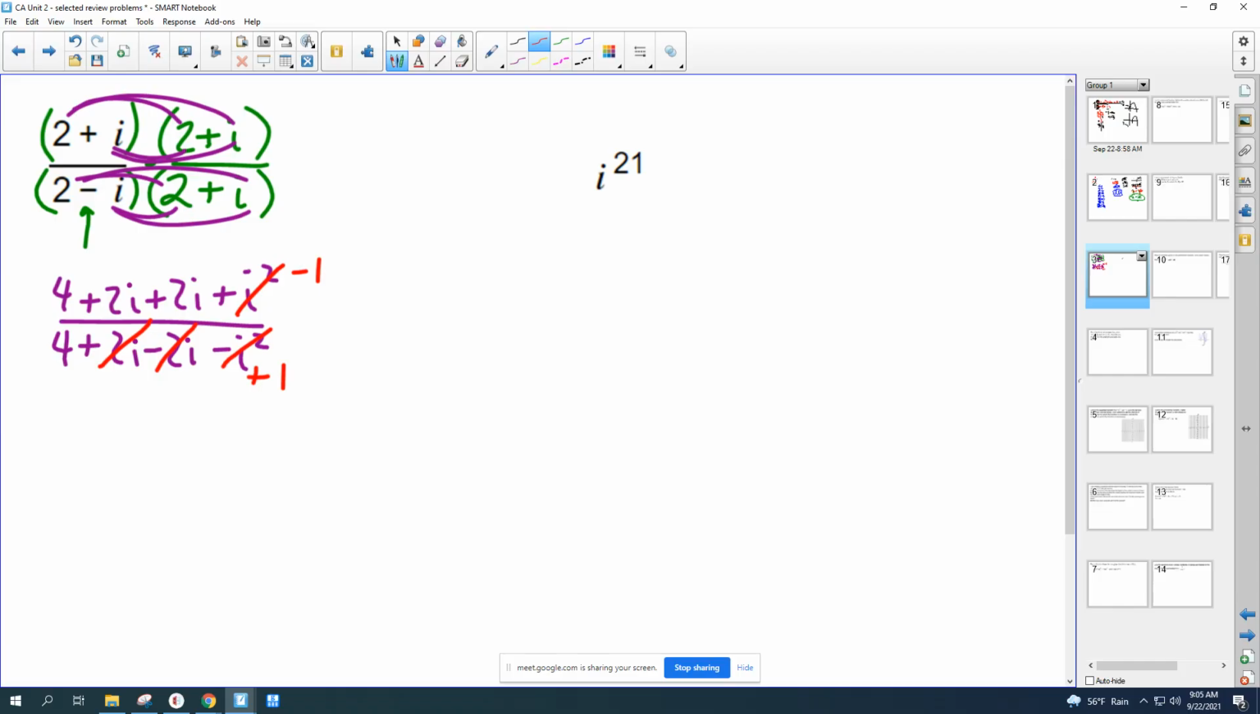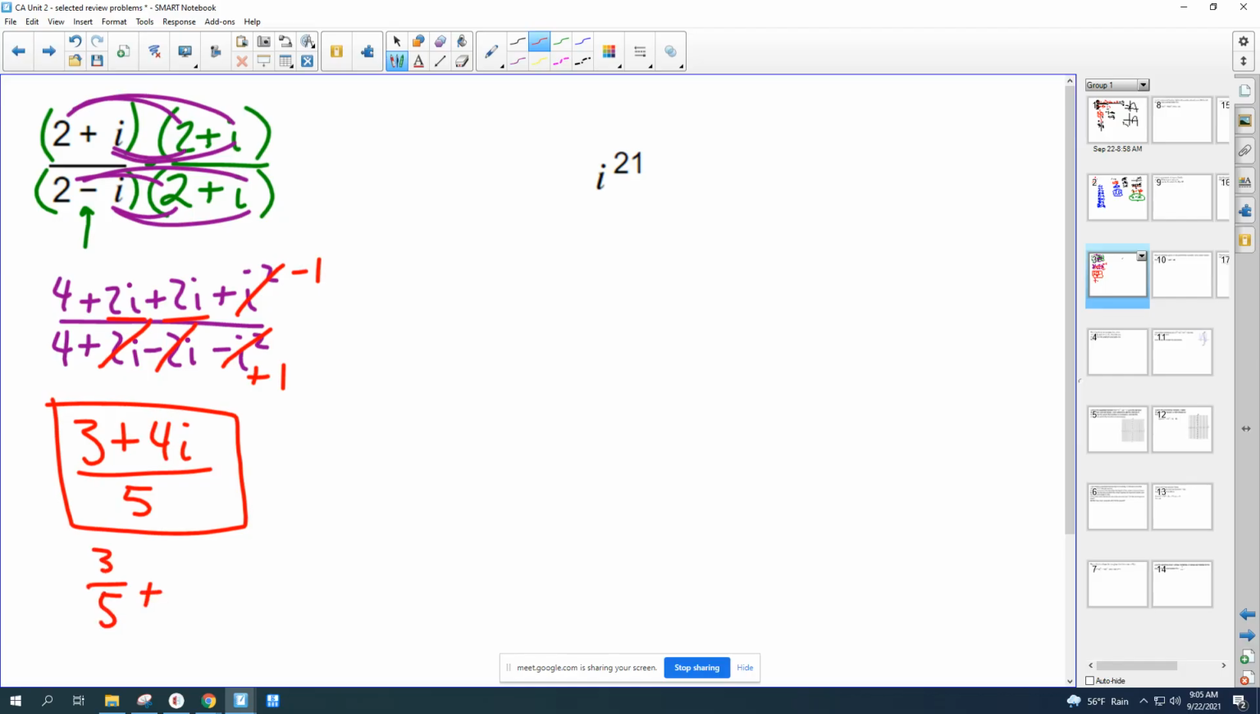I can clean up my like terms. On the top, 4 minus 1 is 3. On the bottom, 2i plus 2i is 4i. And then on the bottom, I have 4 plus 1 is 5. Now, I like that answer. To me, that looks good. But if you're doing MyMathLab, they're going to make you split the fraction: 3/5 plus 4/5 i. Both of those are the same thing. Both of those are correct.